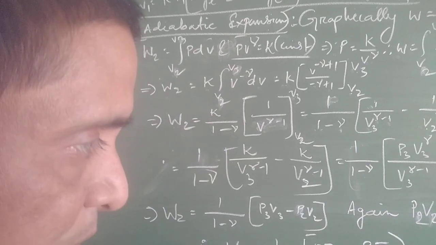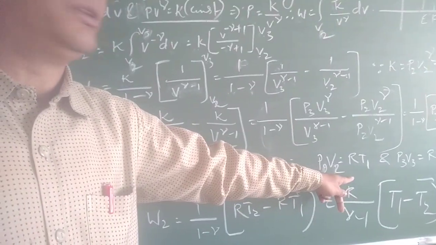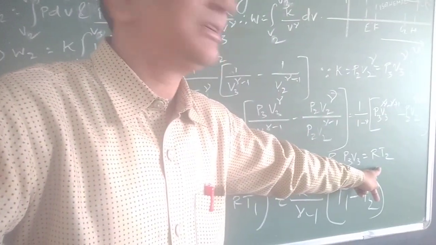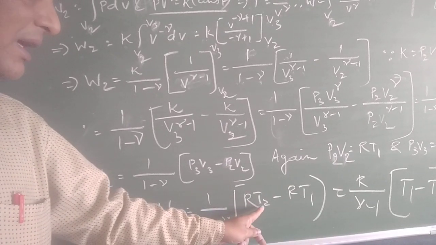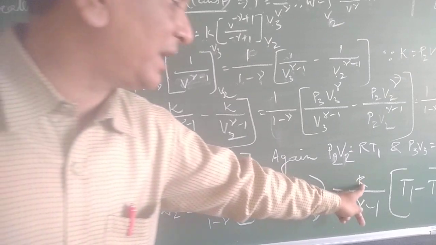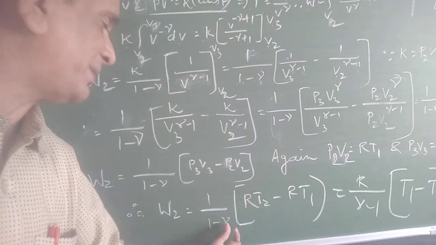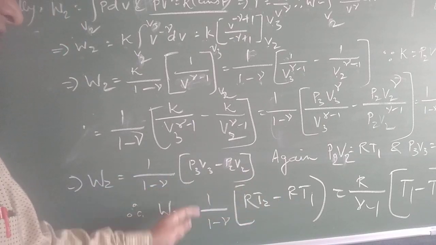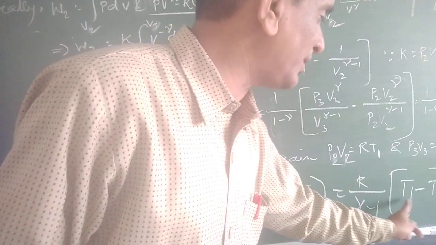As you know, PV is equal to RT, so we can write P2 V2 equals RT1 and P3 V3 equals RT2. So we can put W2 equals 1 by 1 minus gamma times RT2 minus RT1. Taking the minus common, it becomes R by gamma minus 1 times T1 minus T2. So the result is W2 equals R by gamma minus 1 times T1 minus T2. Clear or not? I think it is clear.